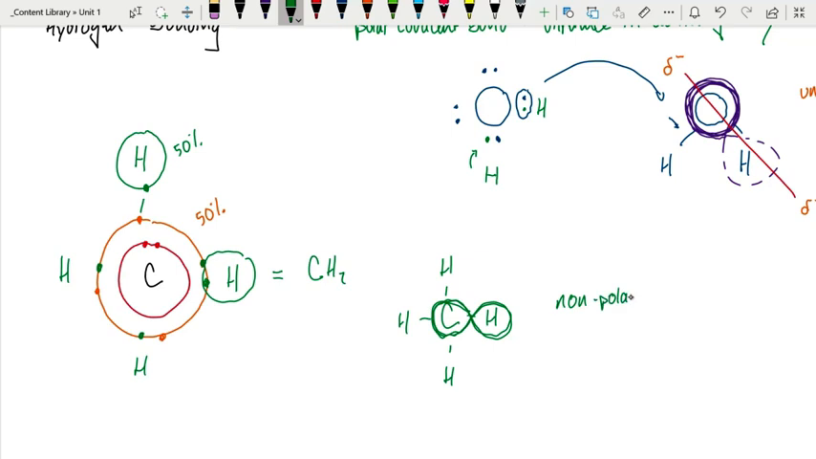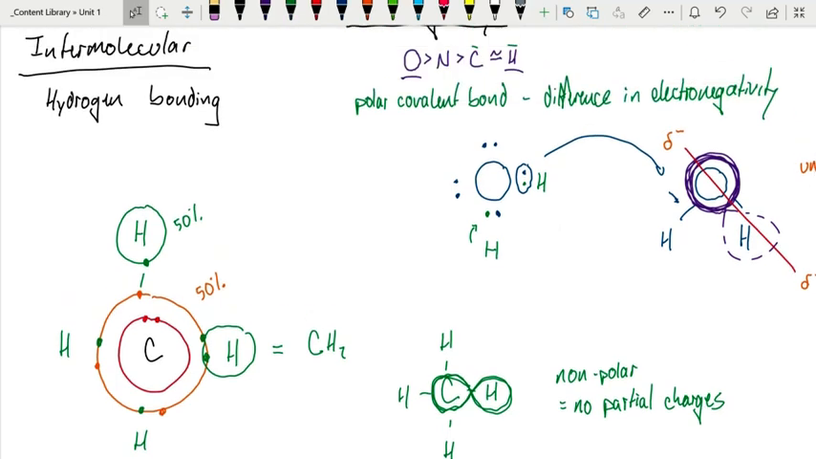Nonpolar equals no partial charges. And these are going to be very important in understanding intermolecular forces, specifically hydrogen bonding.